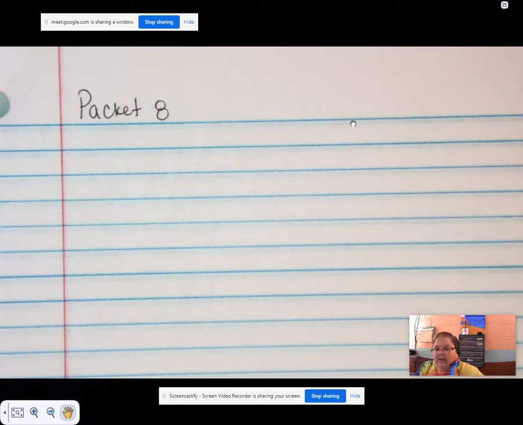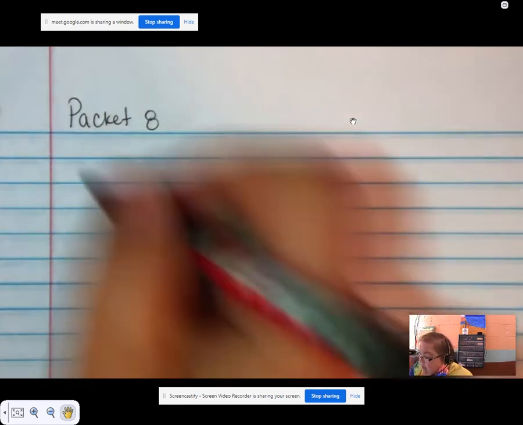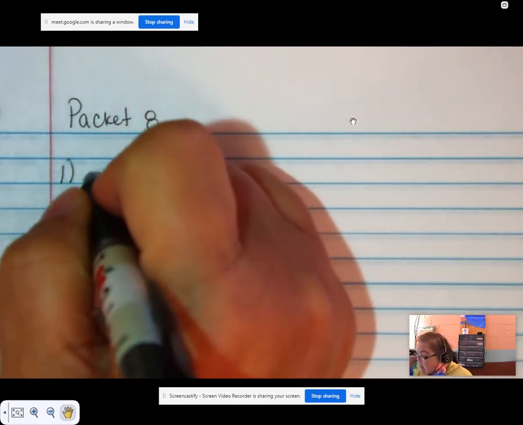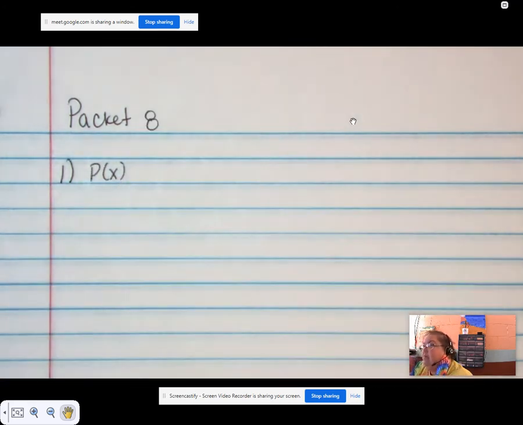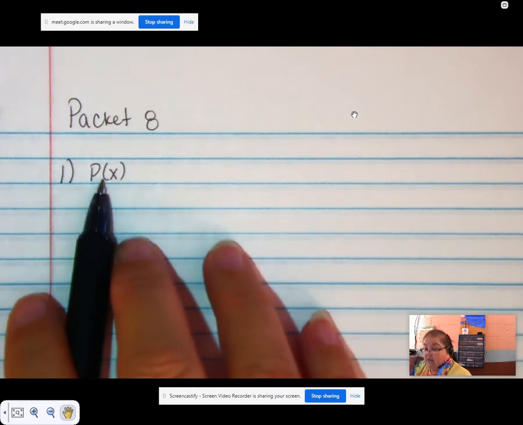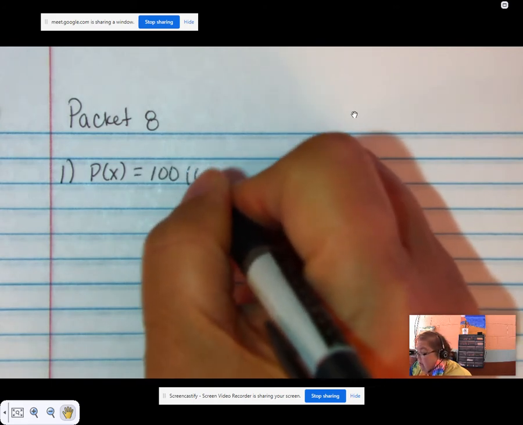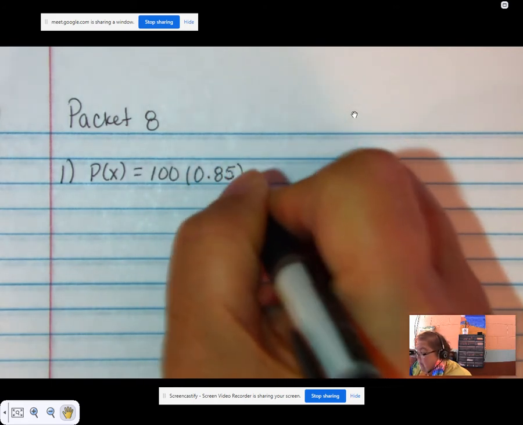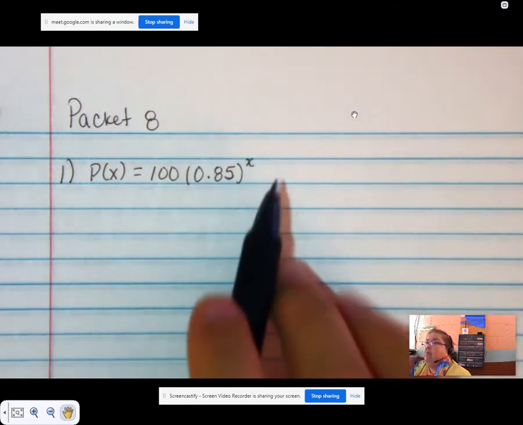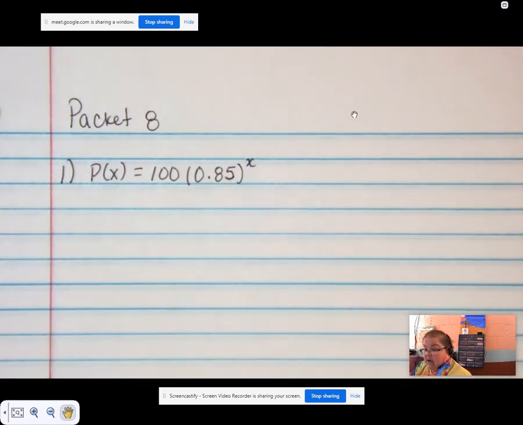Okay, so on packet 8, number 1, the population of deer on an island is given. X represents the number of years. So remember, whenever I write these, and it says P of X, because it's talking about population, I can put any variable there in front of that X. Okay? So 100 times 0.85 to the power of X. Remember, this power, when I talk about growth and decay, is always talking about time. Okay?